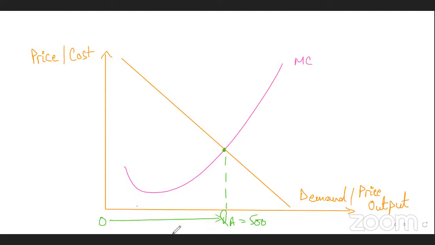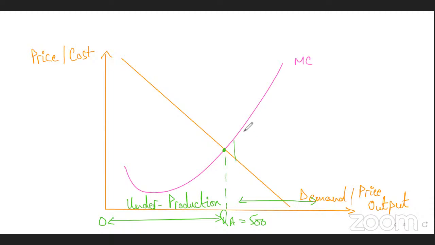So if it's producing something less than 500, this means that there is underproduction of the good. You're not producing as much as you should, right? So there's underproduction of the good if it's less than 500. And if you are producing anything more than 500, obviously that doesn't make a lot of sense.